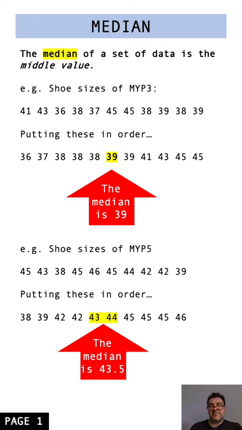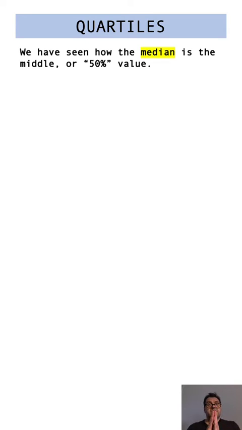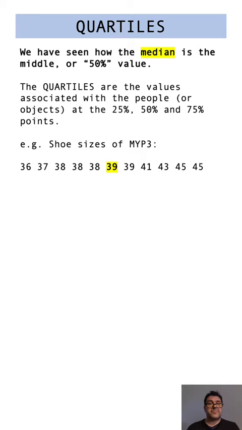So that's the median. We're now going to look at something called quartiles. So we've seen how the median is the middle value, or the 50% value. It's halfway along the data. The quartiles are the values associated with the people or objects or whatever they are at the 25%, 50% and 75% points. So once again, the shoe sizes of class MYP3, there they are in order with the median, the middle value, highlighted 39. So that middle value splits the data into a bottom half and a top half.